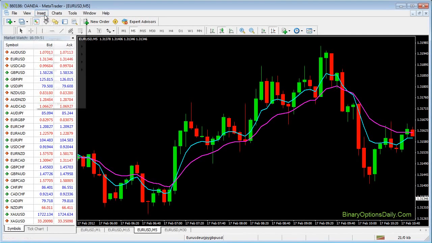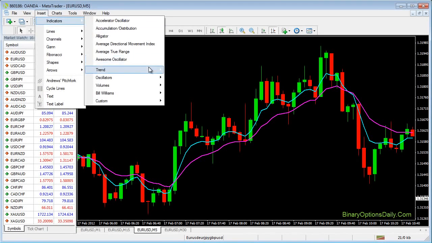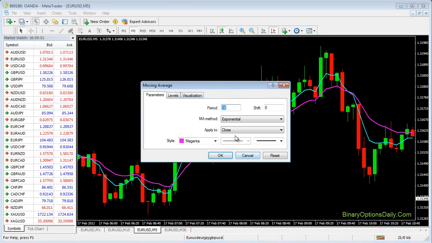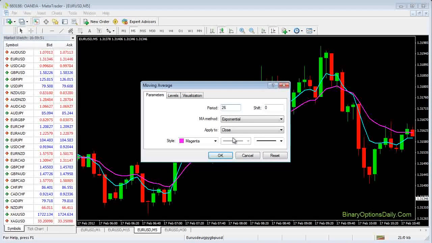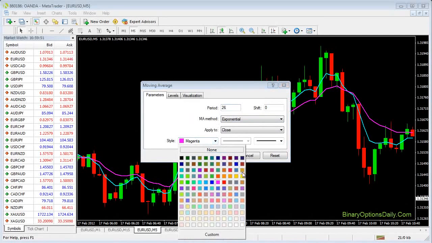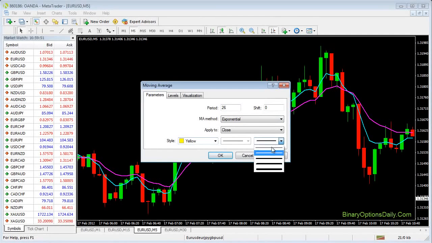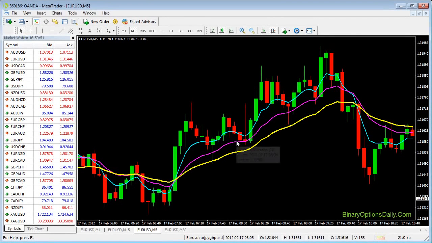And we need to add 1 more. So we're going to go back to indicators, trend, moving average. And this one is going to be a 26-period moving average, exponential applied to close. I'm going to choose yellow for this color and make this one just a little bit bigger. And go ahead and click OK. Excellent. So now let me explain a little bit about why I'm using these moving averages.